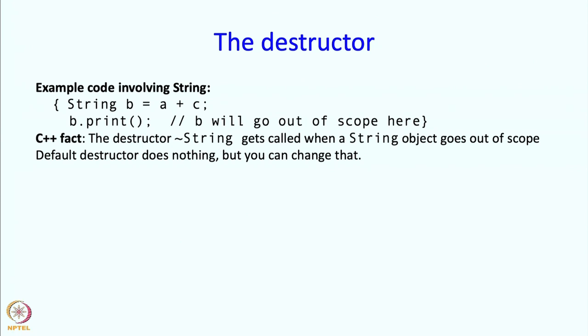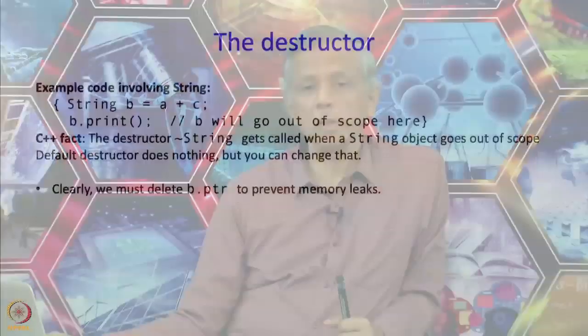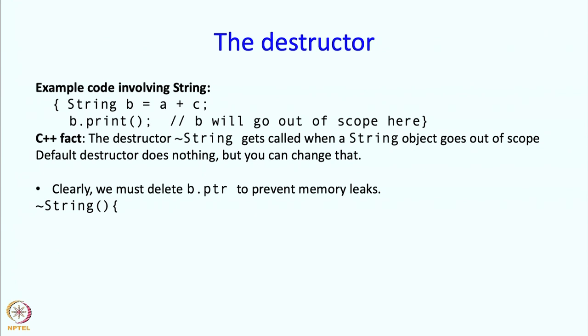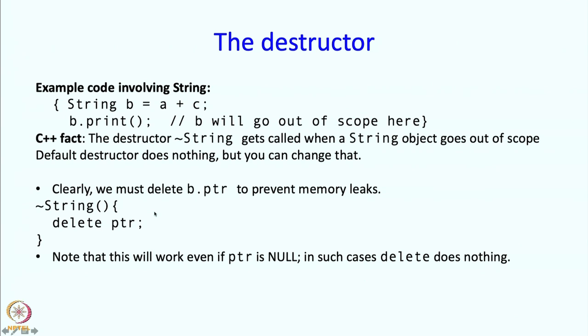So, what do we want happening over here? By the way, there is a default destructor, and the default destructor does nothing, and we are going to change it. Okay? So, we should delete B.ptr to prevent memory leaks. Okay? So, how do we do this? Our class is going to contain this. Our destructor is going to have delete ptr inside it. That is about it. Okay? So, this is what will happen. If B goes out of the scope over here, then it is as good as calling tilde B, and this is the call that is going to happen. So, this is the body of the call, and B is going to be the receiver, and so the ptr of B is going to be deleted. So, whatever memory B was pointing to will get deleted exactly as we wanted. Okay? And as I said earlier, this works even if ptr is null. Okay? And in this case, the delete does nothing.